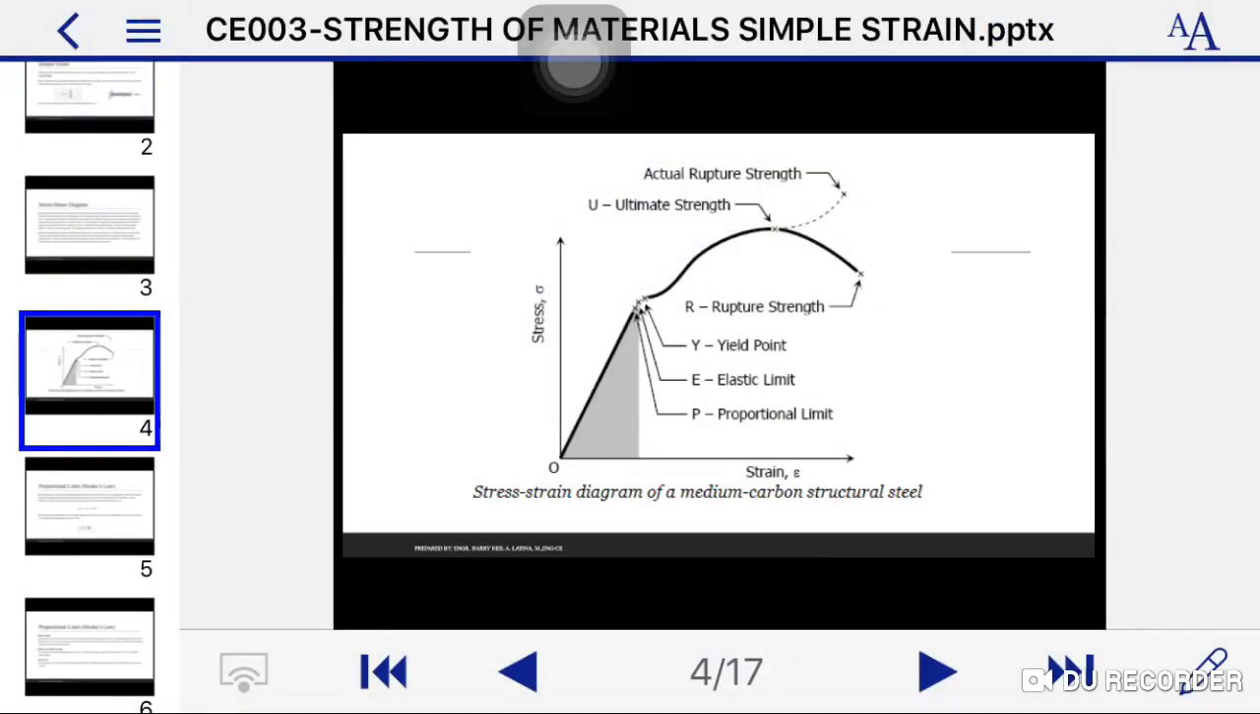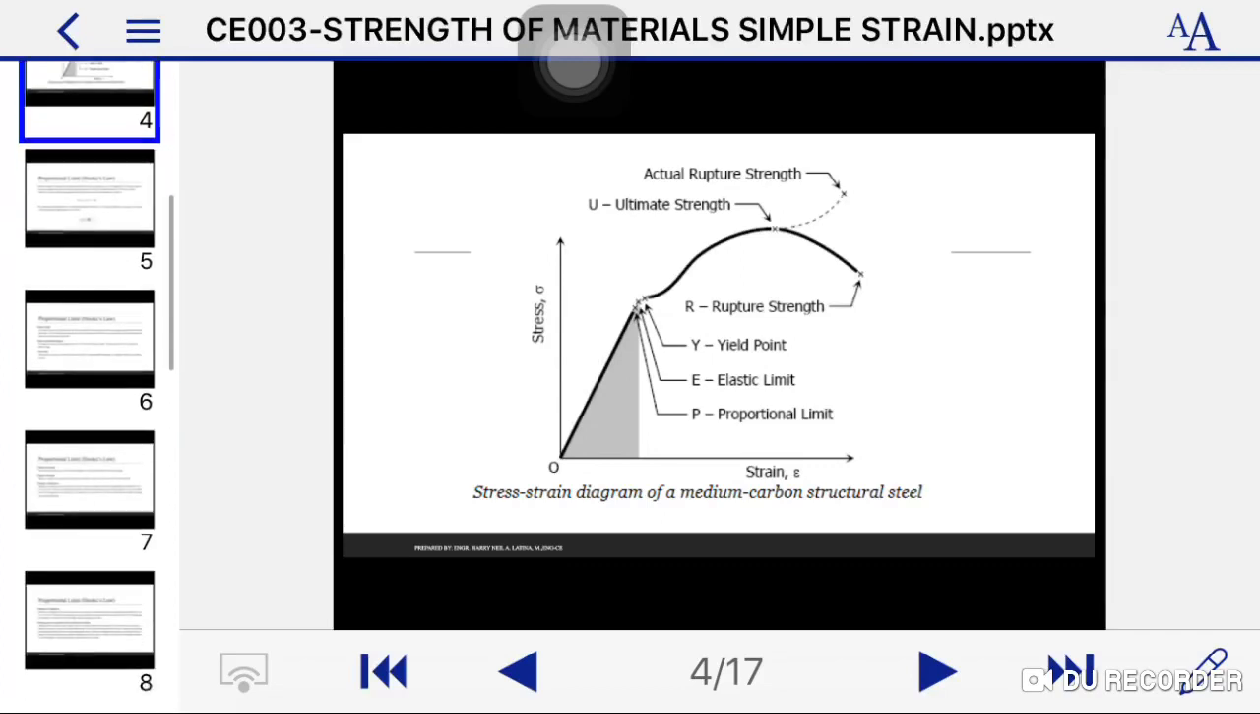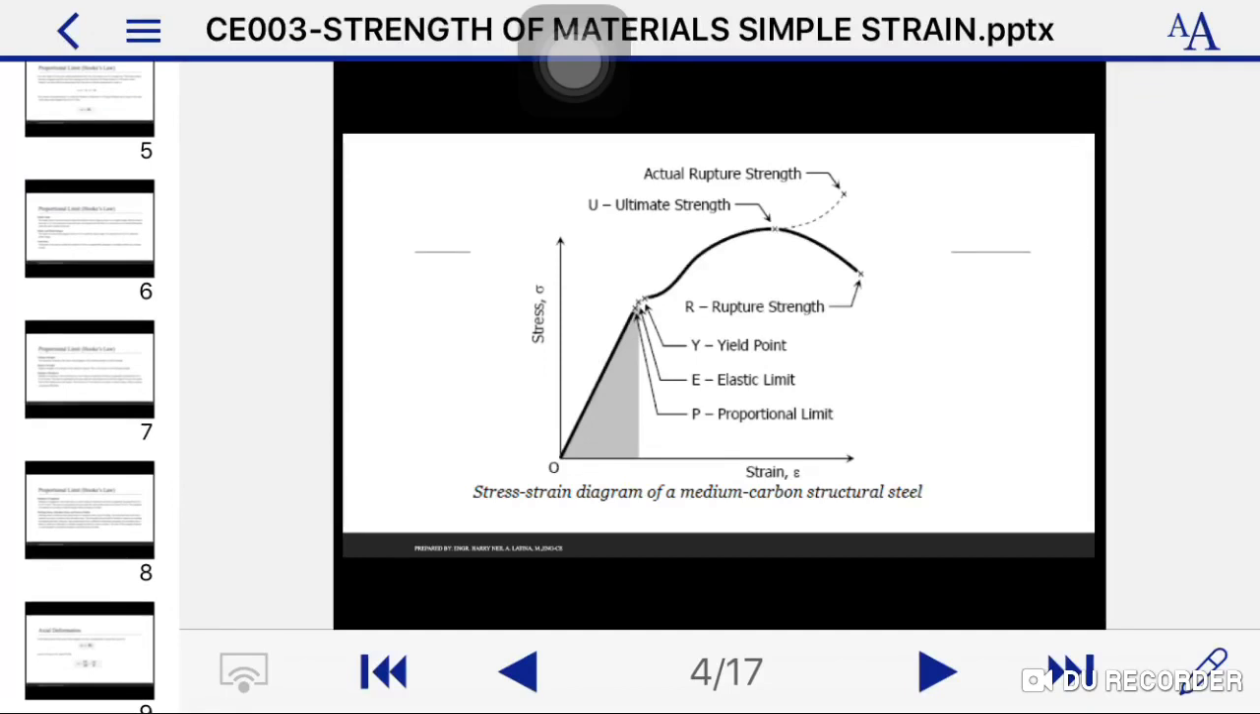Then next, the constant of proportionality k is called the modulus of elasticity or Young's modulus and is equivalent to the slope of the stress-strain diagram from 0 to P. Then for the formula, stress is equivalent to modulus of elasticity times the deformation or epsilon. Usually, the modulus of elasticity of steel is equivalent to 200 gigapascals.